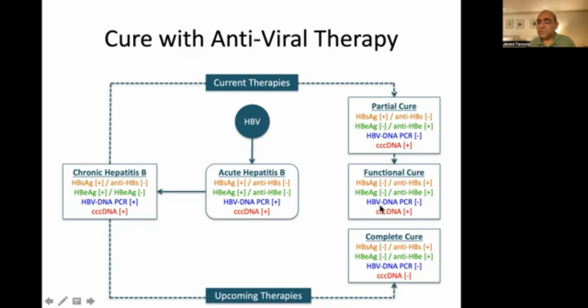If we want the patient to have a complete cure, by complete cure we mean that the cccDNA should also go away. With the current therapy, the complete cure is not possible. Complete cure will be when surface antigen becomes negative, E antigen becomes negative, DNA PCR becomes negative, and the cccDNA is also cleared. The hepatocyte nucleus is cleared of the cccDNA. If this happens, we will call it complete cure. But for getting complete cure, we are looking to the future, to the upcoming therapies, and we hope that they will be able to give us the complete cure.